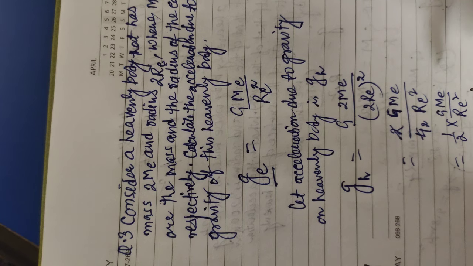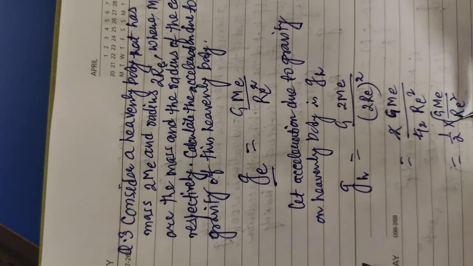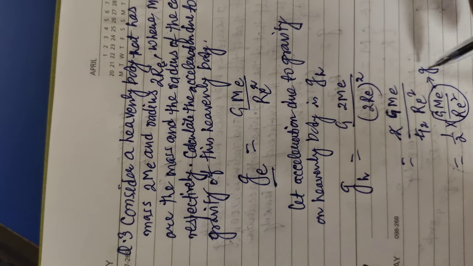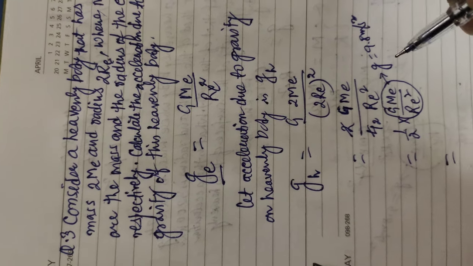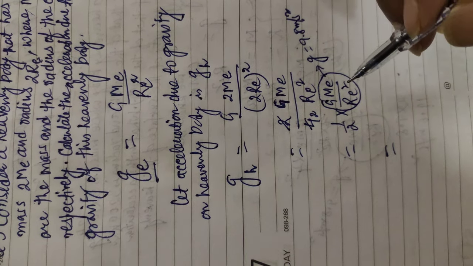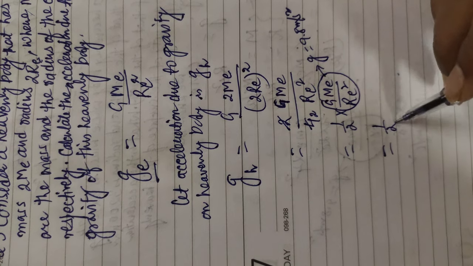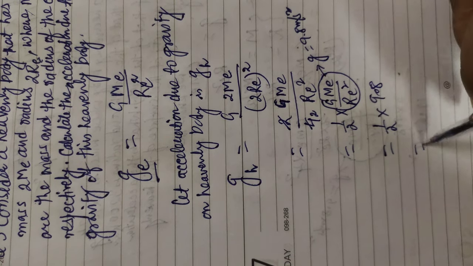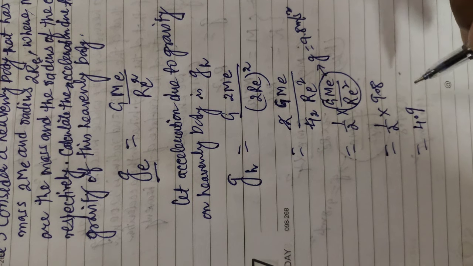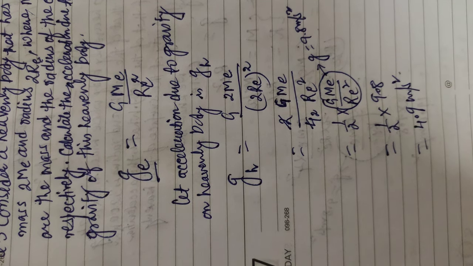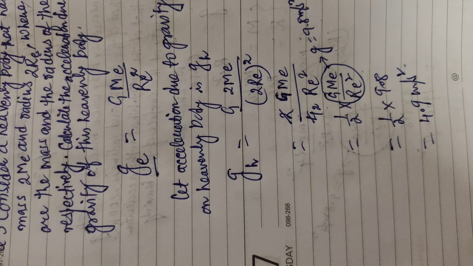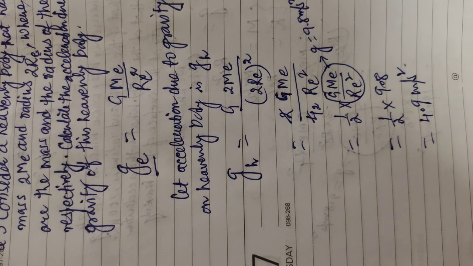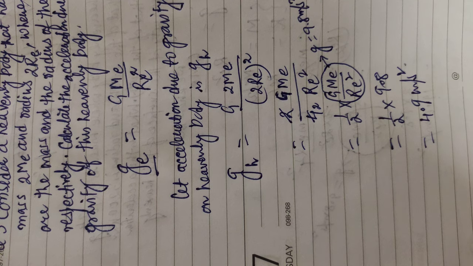Now GM_E by R_E square is equal to 9.8. This is actually acceleration due to gravity, and its value is 9.8 meter per second square. So it will be equal to half into 9.8, so it will be 4.9 meter per second square. So children, you can get this type of questions, and you have to think which formula we have to apply and how to solve these questions.